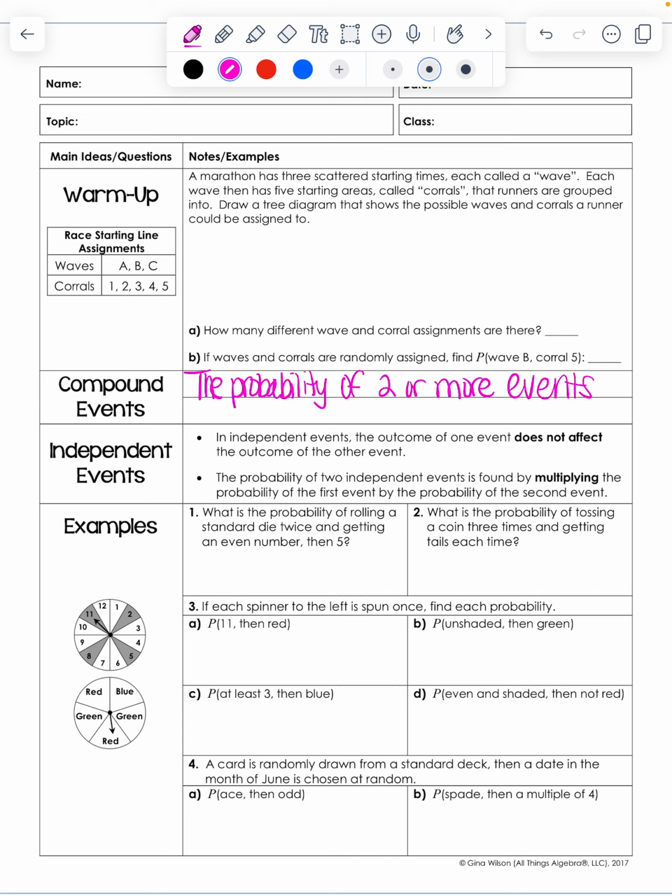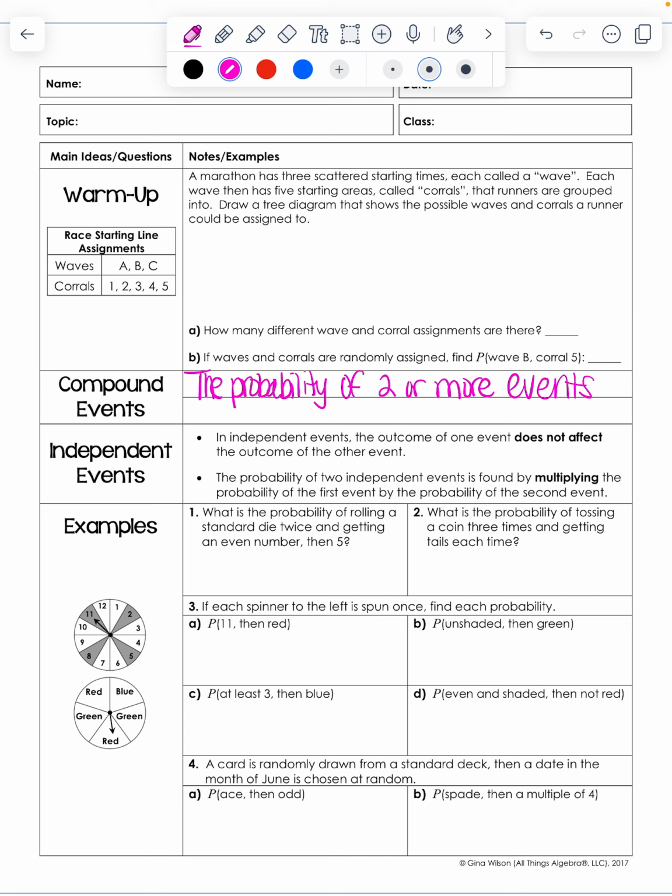We've got independent events, and independent events are when the outcome of one event does not affect the outcome of the other. For example, like flipping a coin. If you flip a coin and it lands on heads, that doesn't mean you're more likely to land on heads or tails the second time. It's just completely independent. There's always a 50-50 chance. Same thing with rolling dice. It's always independent of the other. You're never going to have a higher probability of rolling a 2 if you didn't roll a 2 before.